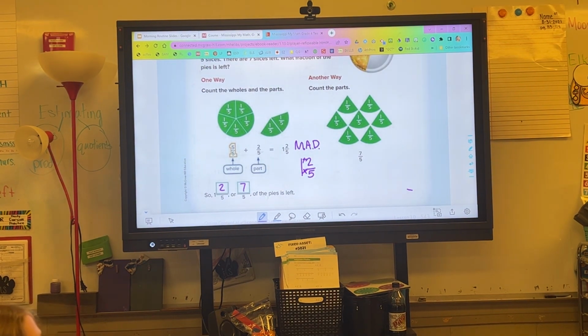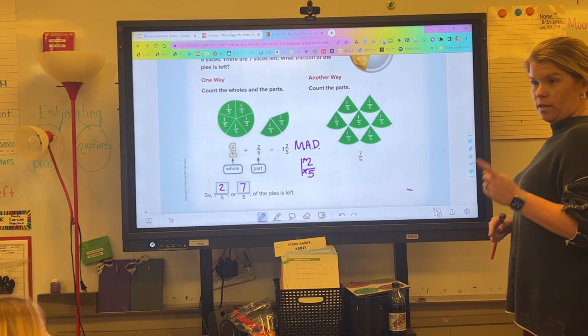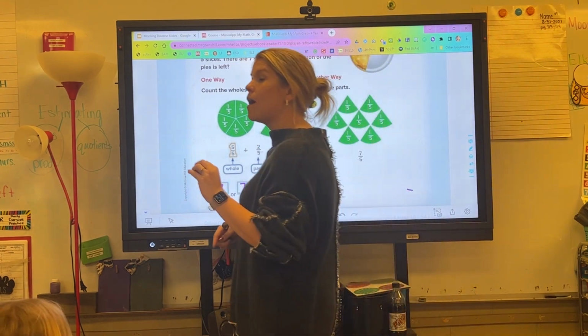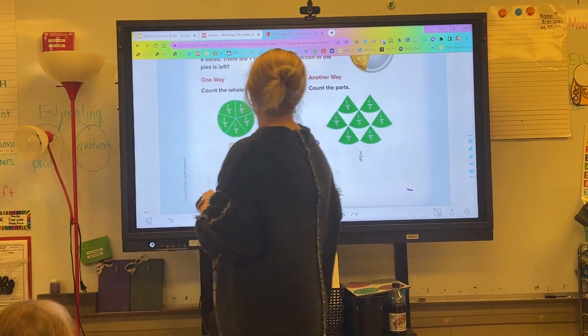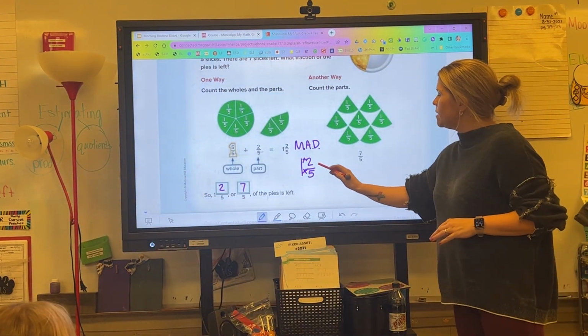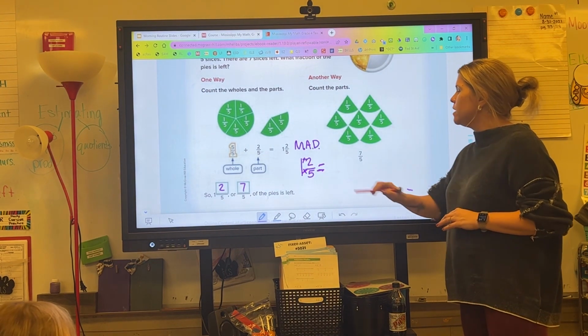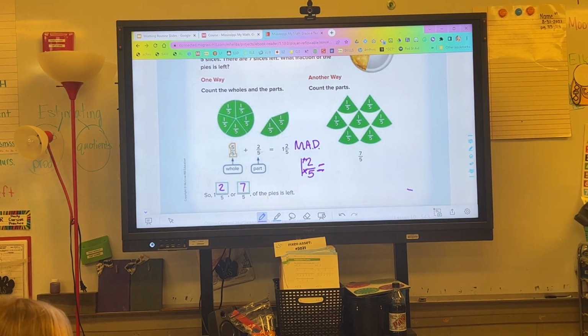So M stands for? Multiplication. A stands for? Addition. And this is why I stopped you on the D, because D does not stand for division. It stands for the denominator. Keep the denominator the same. All right, now let's try this. Let's put my equal sign because I'm about to turn it into an improper fraction. So let's see if we remember.